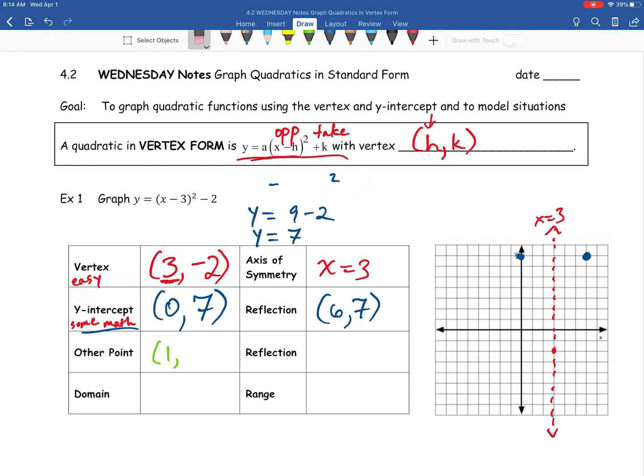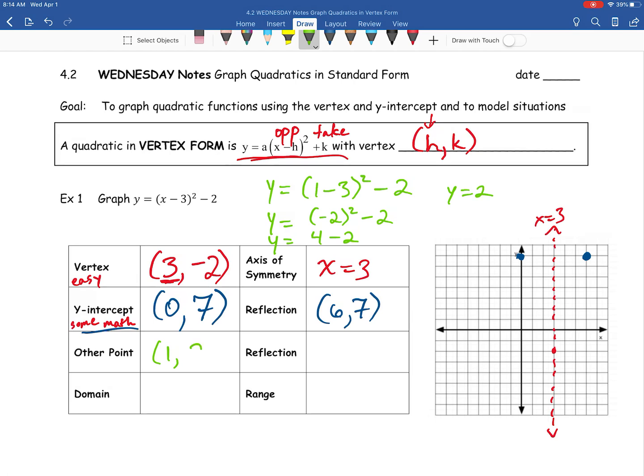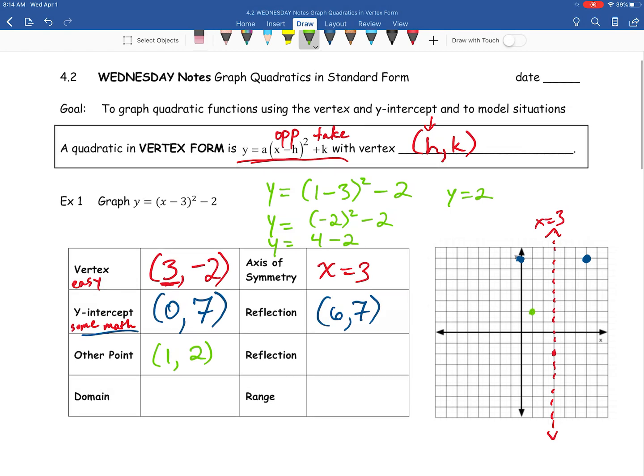Now I do have to plug in 1 and see what I get as a result. When I plug 1 in there, I have y equals 1 minus 3 squared minus 2. 1 minus 3 comes out to be negative 2 squared minus 2. So y equals negative 2 squared, which is 4, minus 2. That y value comes out to be 2. So when I plugged in 1, I got a y value of 2. Let's see, 1, comma 2 would be right there.